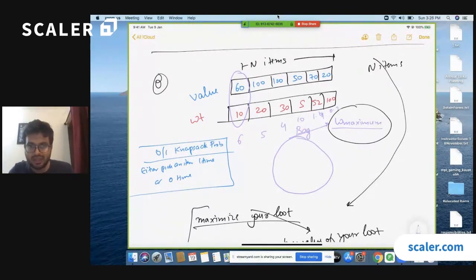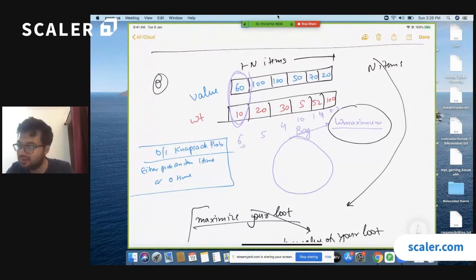Now, can you take a decision just by looking at these things and saying that because this item has the greatest value per unit weight, I would want to go with that item? The answer to that is no. You cannot make that decision no matter what kind of ordering you do.